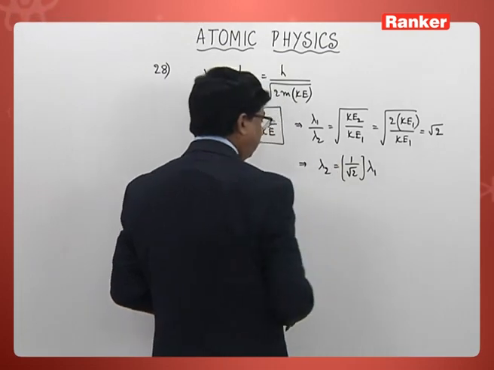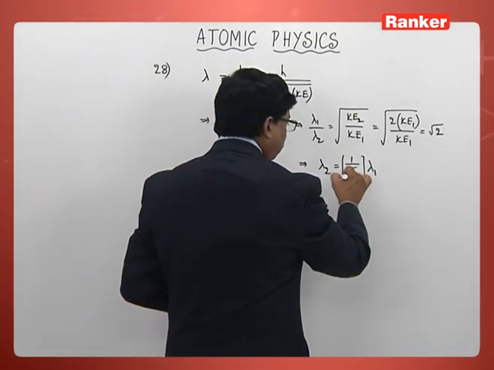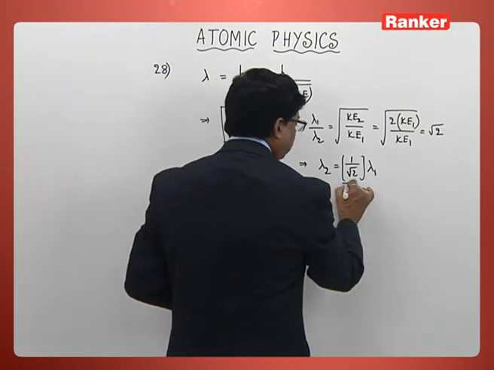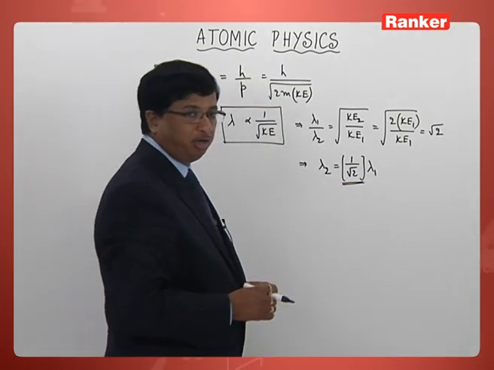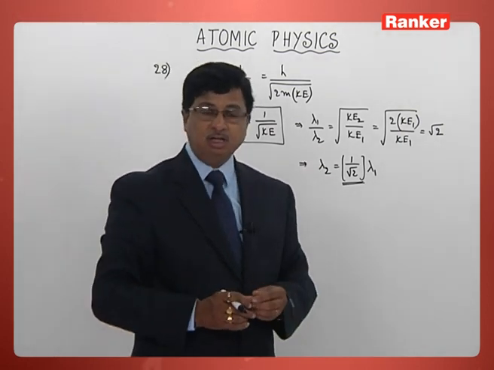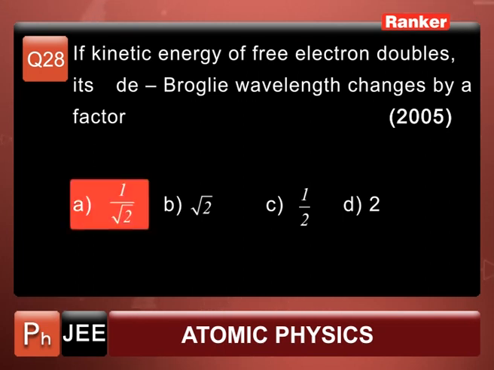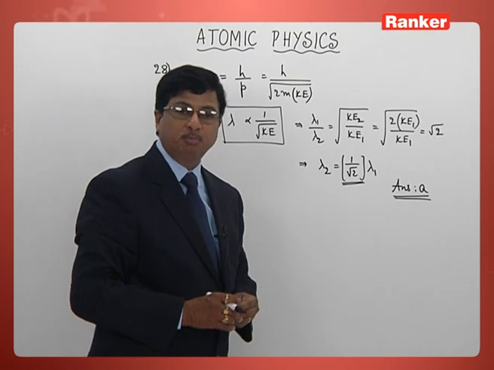That means what is the factor? Here we have to identify. It is now 1/√2 times the original value. So what is the factor here to be identified? It is 1/√2. So which option tallies with that? I have already read the options earlier. First option is 1/√2. Second option is √2. Third option is 1/2. And fourth option is 2. So automatically the very first option tallies with the result calculated here. So the correct answer for problem number 28 is the first option.